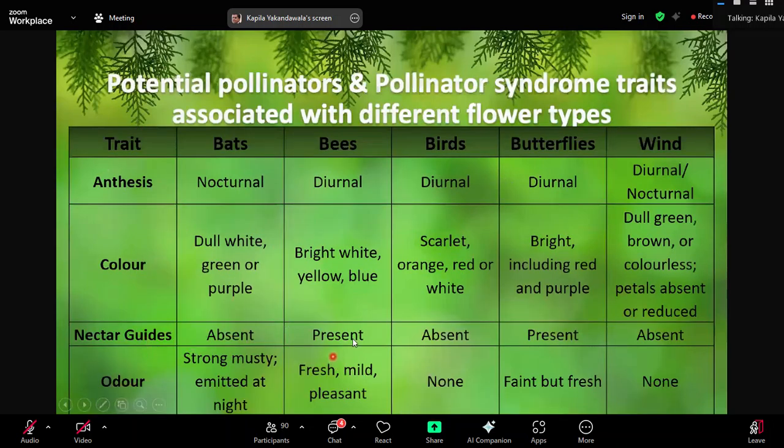Right? So nectar guides are present only in certain flowers. Odor. Usually at night time, you might feel some unique odors emitting from flowers. So those flowers are pollinated by either bats or moths.